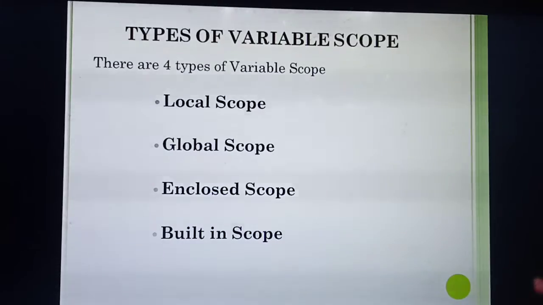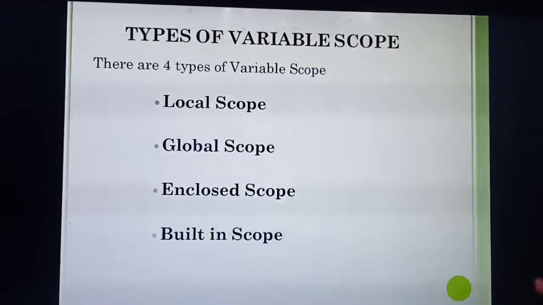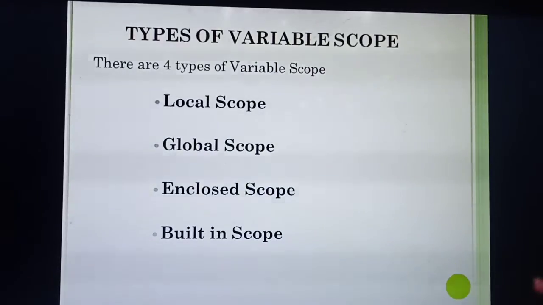Listen, there are totally 4 types of scopes. How many types of scopes are there, students? Totally 4 types. What are they? Local scope, global scope, enclosed scope and built-in scope. Once more you say. Local scope, global scope, enclosed scope and built-in scope. If they ask 2-mark or 3-mark questions, you need to write only these points or headings alone. For 5-mark questions, you need to write and explain fully.